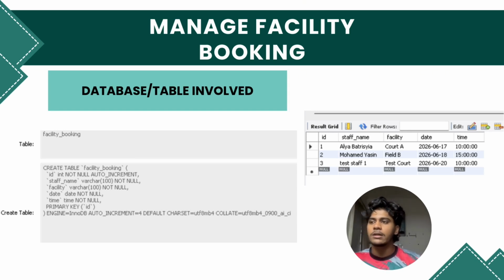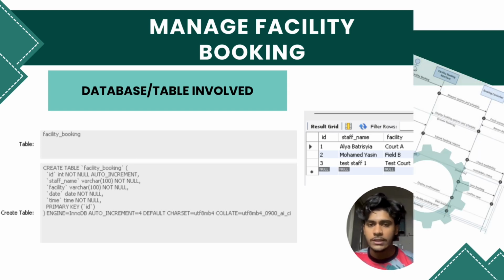Then we have date and time, which stores the date and time of the booking, like the table shown here. The system validates each booking request to prevent double bookings. This means that if a facility is already booked at a specific date and time, the system will display an error message to prevent the new booking.